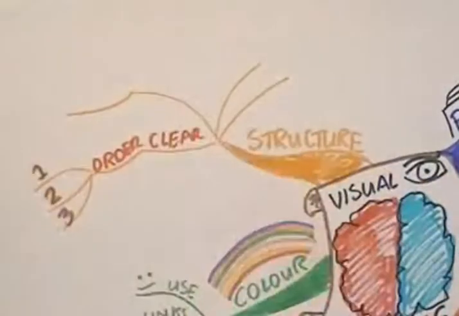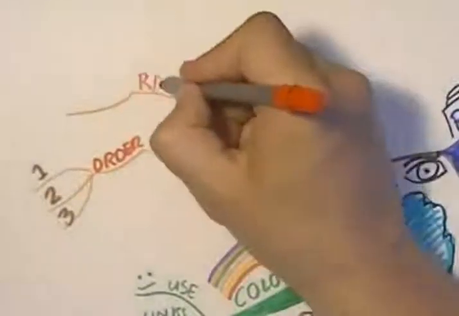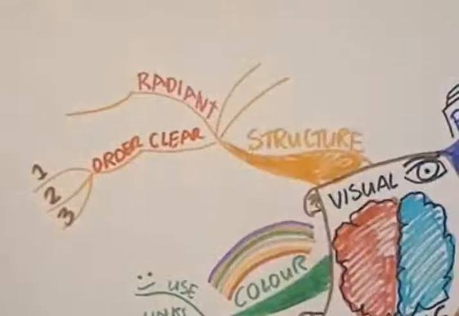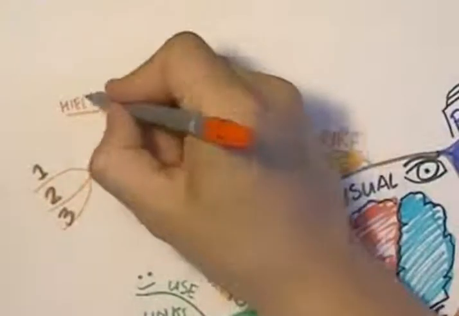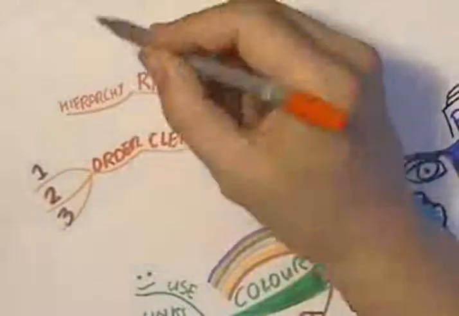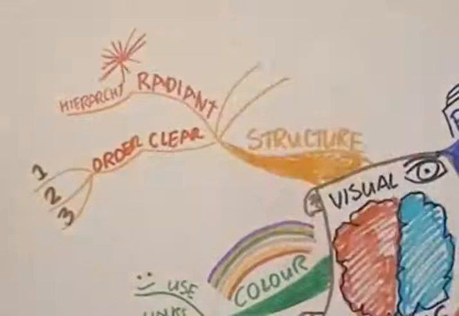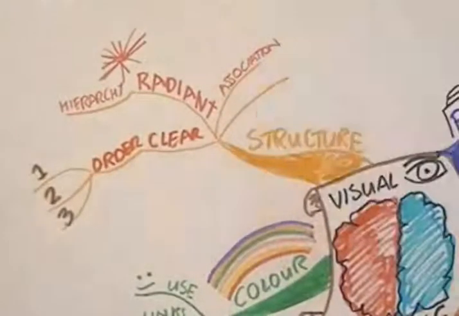You could describe the structure as a radiant one, where you have a hierarchy of information. You have your central image and then all the information that radiates out from that central point. You're using association and linking things together within the visual map.